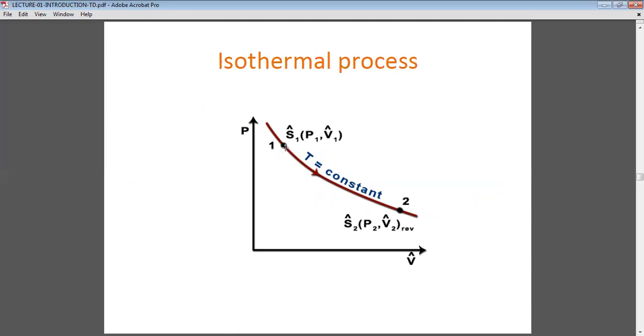So here at this point, this is the value of pressure and this is the value of volume. So this is the pressure P1 and this is the volume V1. When an isothermal process takes place, state 1 is changed to state 2. That means the pressure P1 is changed to pressure P2 and volume V1 is changed to V2, but the temperature remains constant. So this process is called an isothermal process.